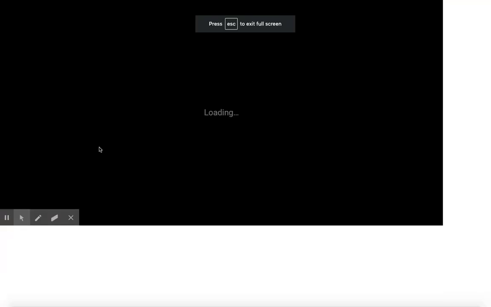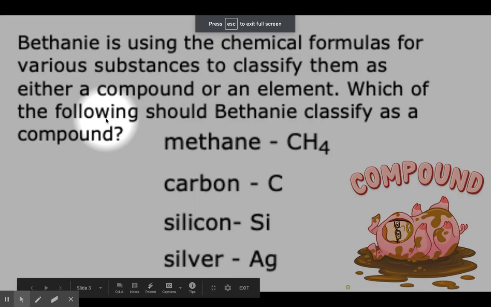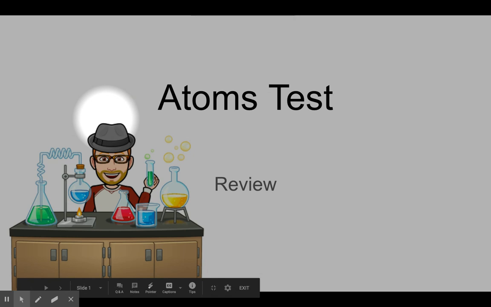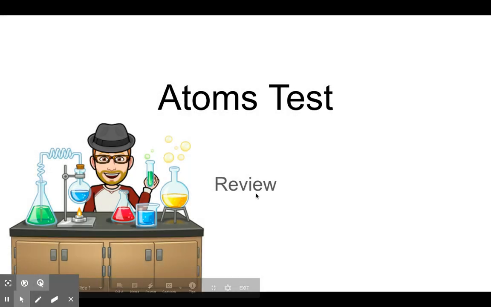All right, today we are reviewing for a test. It's the Atoms test. Okay, we are moving ahead and I'm highlighting where my mouse is. I didn't want to do that. All right, we're doing the Atoms test. You should have a periodic table when you are taking a test about atoms.